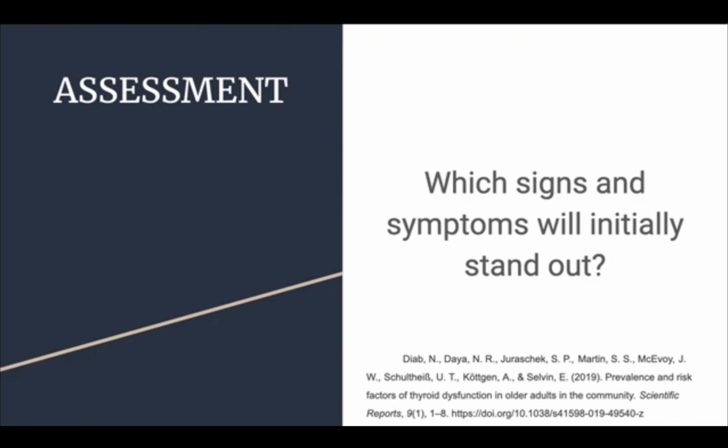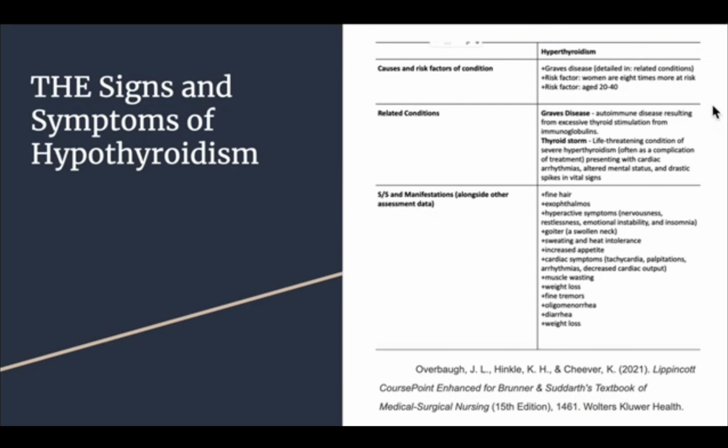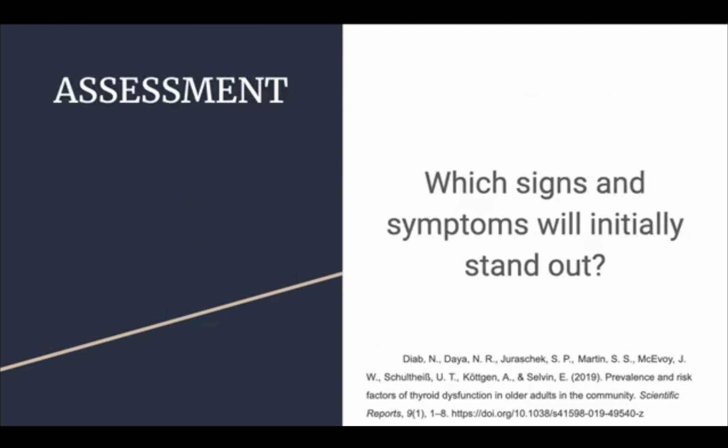So, assessment. Which signs and symptoms will initially stand out? I want to take a brief moment here, before I even discuss the signs and symptoms, to talk about risk factors for hyperthyroidism, because older adults have one of the greater risk factors. As I said before on this slide, ages 20 to 40 are the most substantial population that gets hyperthyroidism. And older adults, as described in Diab et al., have a less than 1% incidence of hyperthyroidism, which is substantially less than that age group of 20 to 40.